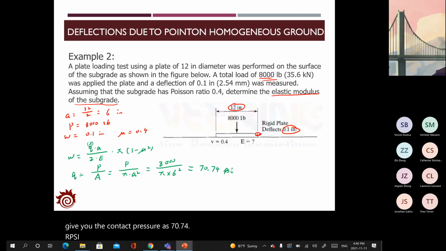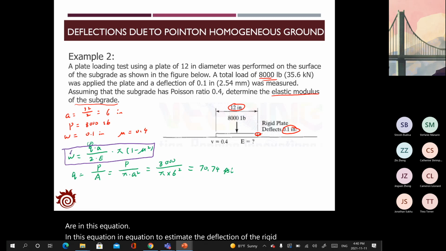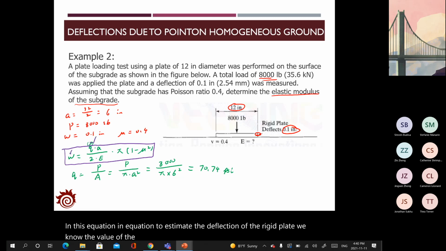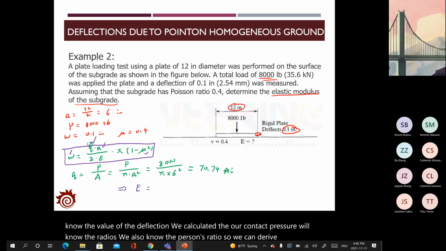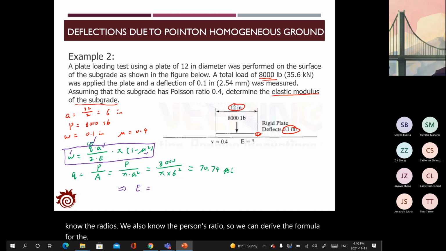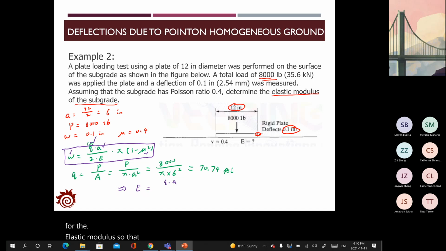And then in the equation to estimate the deflection of the rigid plate, we know the value of the deflection. We calculated the contact pressure. We know the radius. We also know the Poisson's ratio. So we can derive the formula for the elastic modulus. So that is Q times A divided by 2 times W times pi times 1 minus mu square.